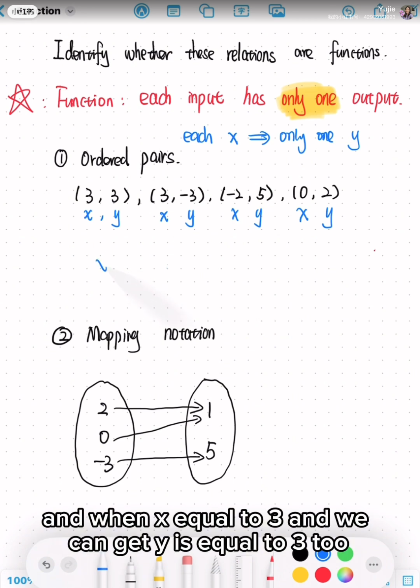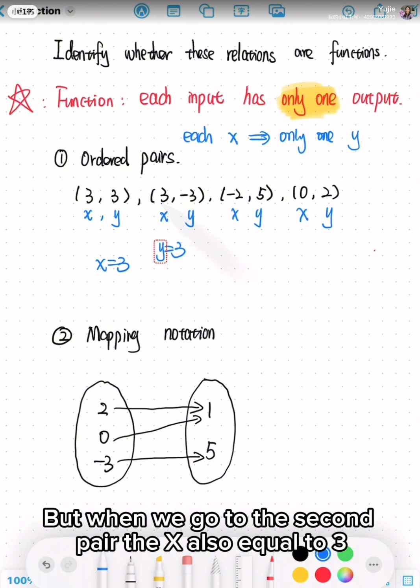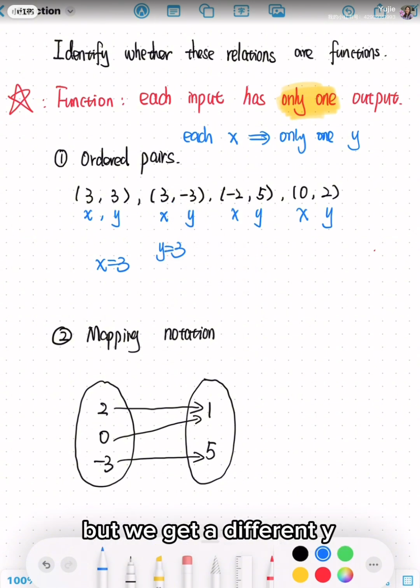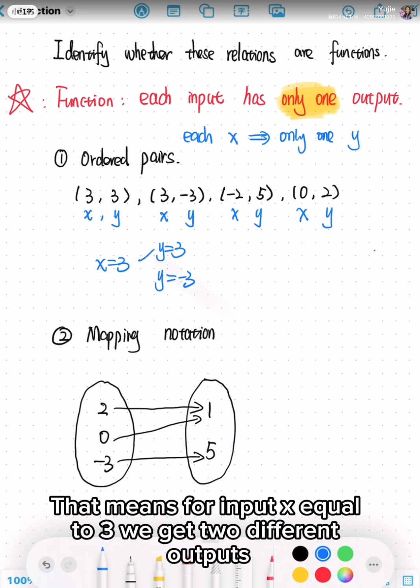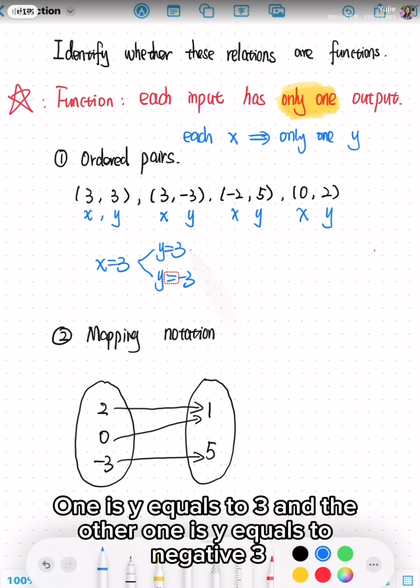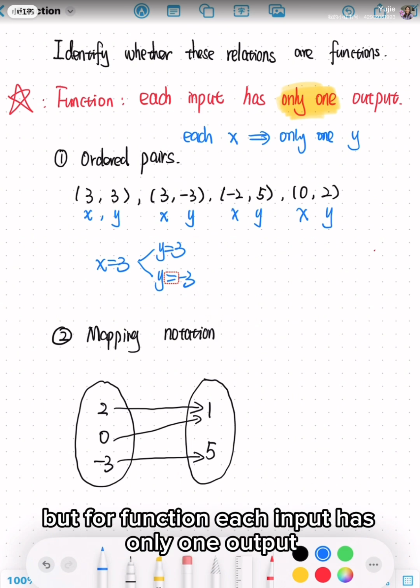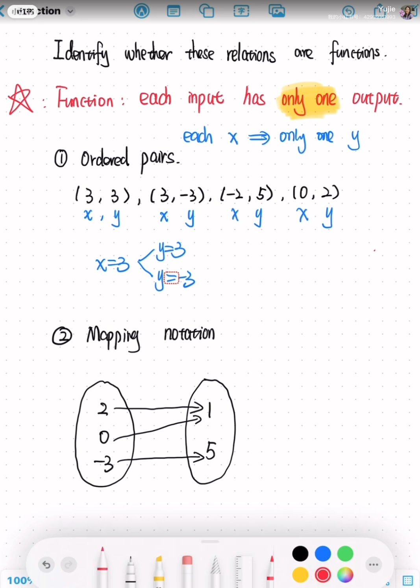When x is equal to 3, we get y equal to 3 too. But when we go to the second pair, x also equals 3, but we get a different y. That means for input x equal to 3, we get two different outputs. One is y equal to 3, and the other is y equal to negative 3. But for a function, each input has only one output. So this is not a function.